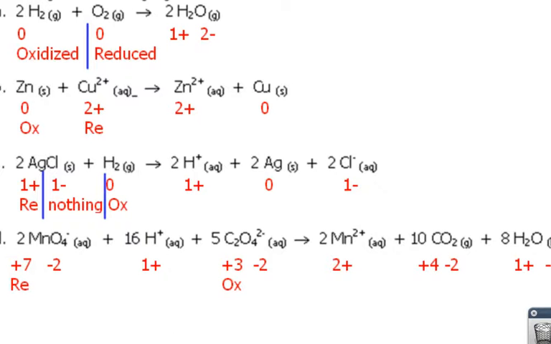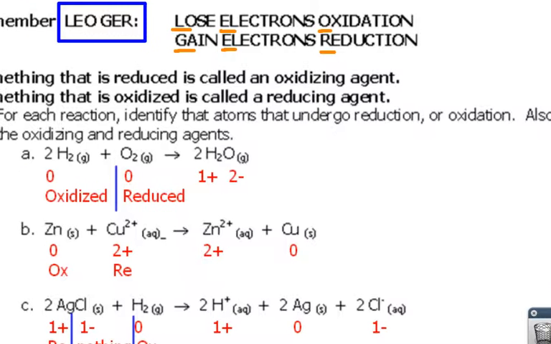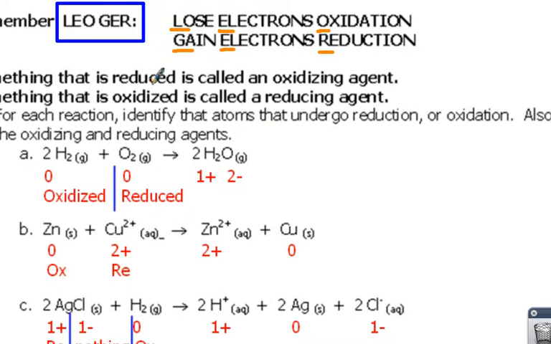Now, chemists have assigned names to this idea of something gaining electrons, as manganese did, and something losing electrons, like carbon did. They say if something loses electrons, then it's oxidized. So lose electrons is oxidation. Now, if it gains electrons, we call that reduction. Its charge is being reduced by gaining electrons. And the little phrase we usually say is LEO-GER. So lose electrons, oxidation, gain electrons, reduction.